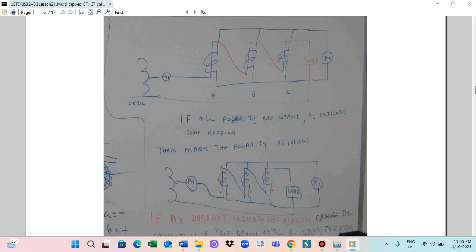If the ammeter does not indicate a reading, change the connection and test again until the ammeter indicates a reading.